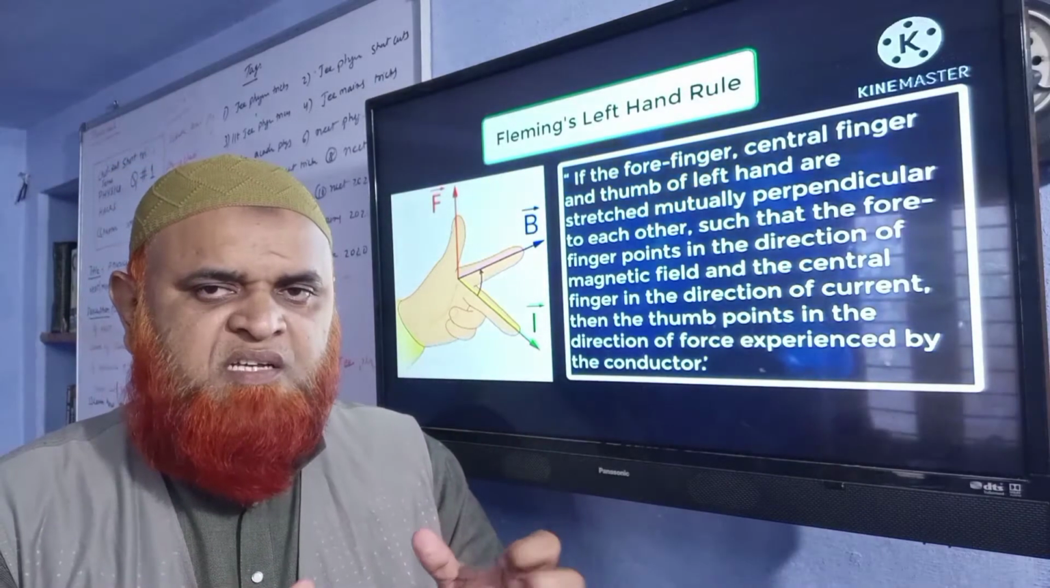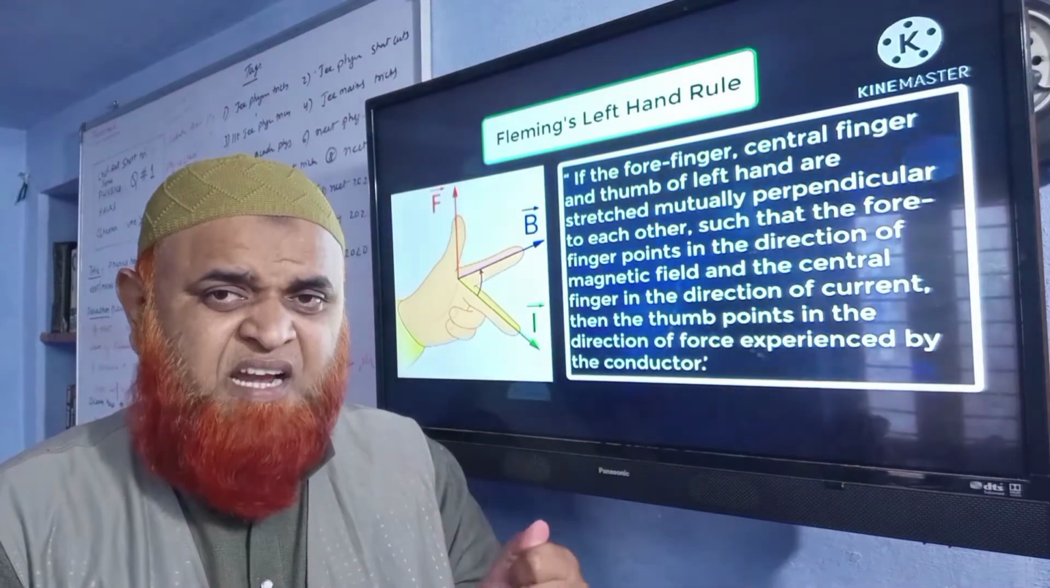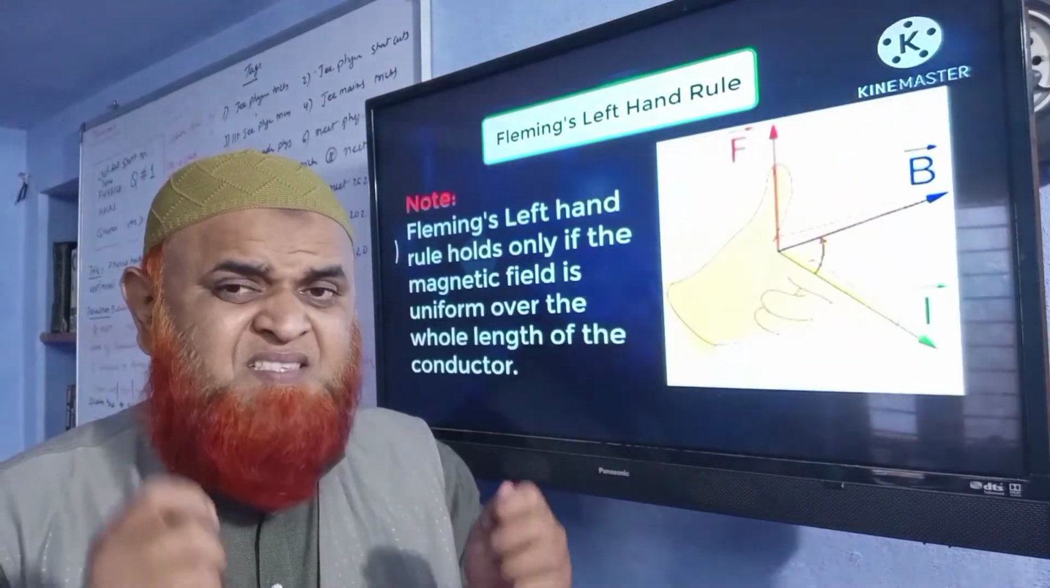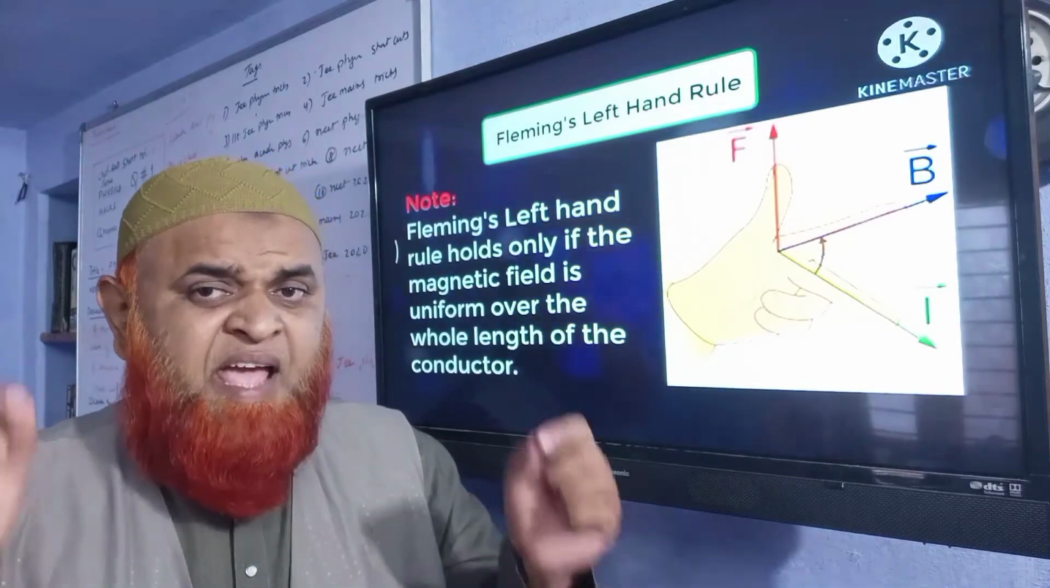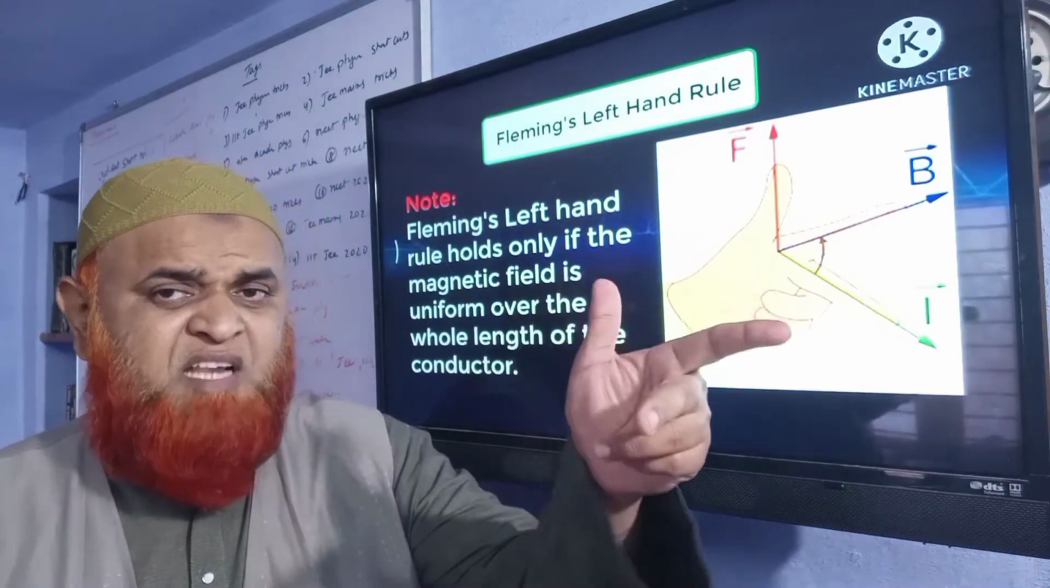Today we are going to discuss the most important topic in Inter second year, or NCERT 12th class, that is the moving coil galvanometer. It completely depends upon Fleming's left hand rule.